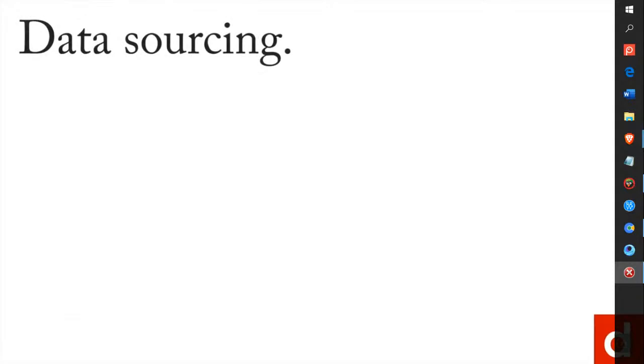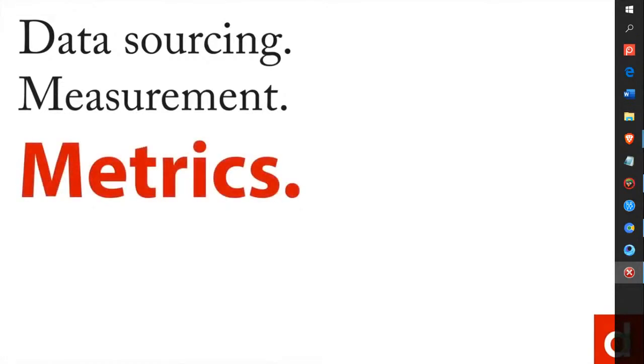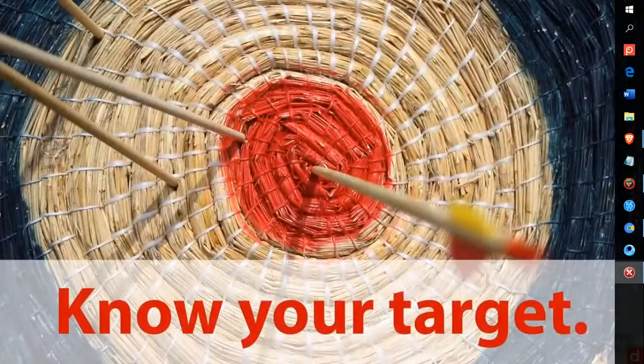For data sourcing, the first thing we want to talk about is measurement. And within that category, we're going to talk about metrics. The idea here is that you actually need to know what your target is if you want to have a chance to hit it. There's a few particular reasons for this.